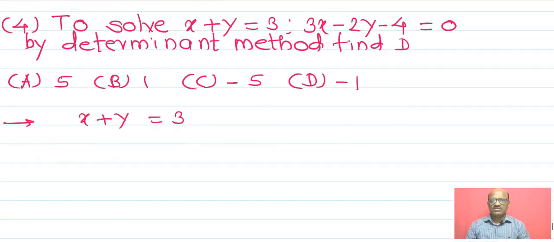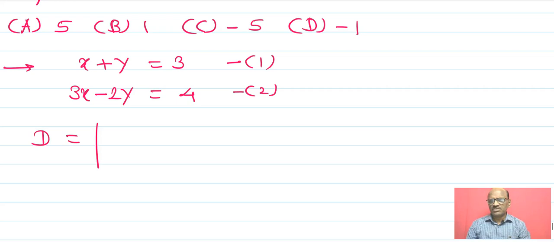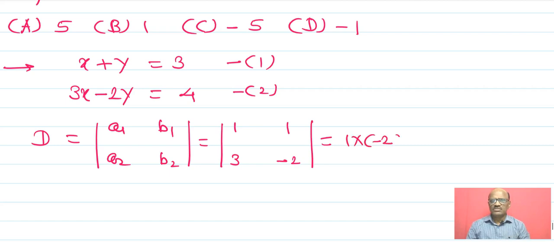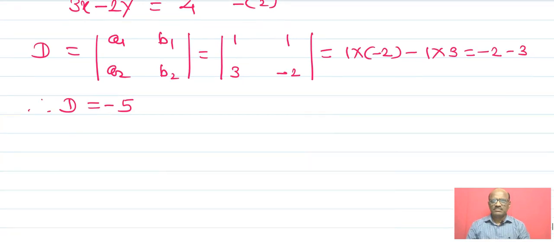Therefore x plus y is equals to 3 and 3x minus 2y is equals to +4. Write the equation in standard form: first the x term, then y, then constant. Therefore D is equals to a1 b1, a2 b2, and values of a1, b1 are 1, 1, a2, b2 are 3 and minus 2, that is 1 into minus 2 minus 1 into 3, that is minus 2 minus 3, therefore D is equals to minus 5. Therefore option C is the correct one.